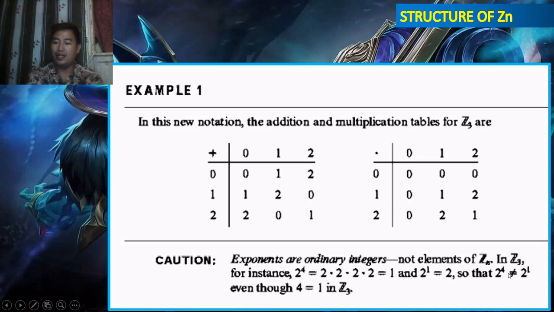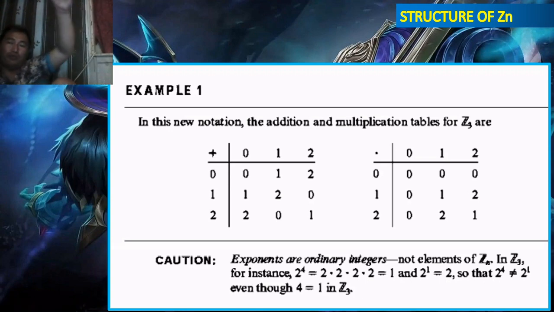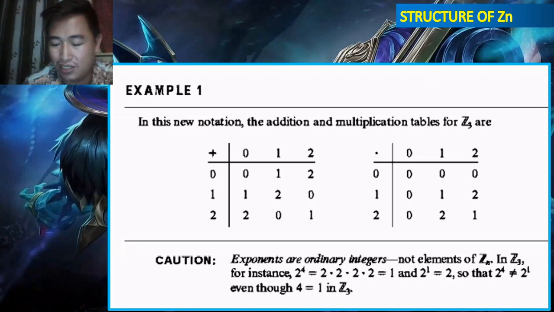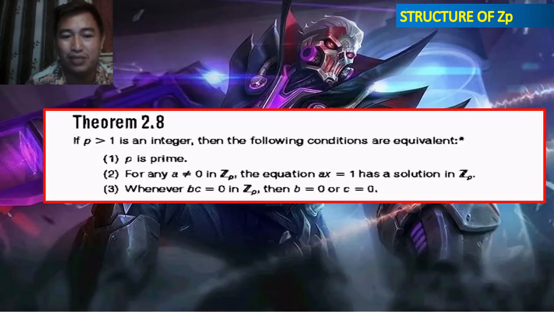The exponents are 4 and 1 there, but 4 is equal to 1 in Z3 only as a congruence, since 4 is congruent to 1 mod 3, right? So only ordinary integers are in the exponents.